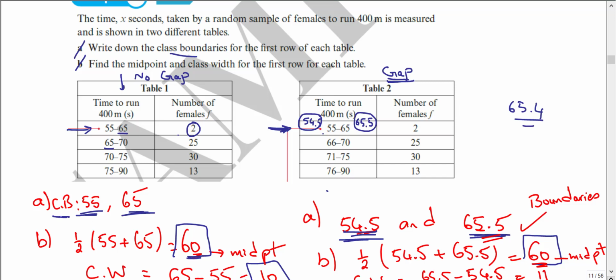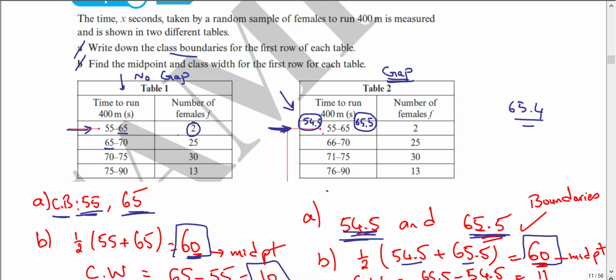You're adding the class boundaries. Be careful here. To get the midpoint, you add what? The class boundaries. For the other one here, how would you get the midpoint? You see, you add the class boundaries. These are the boundaries. I didn't add 55 and 65 like the first one. No, I add the class boundaries. Are you following?